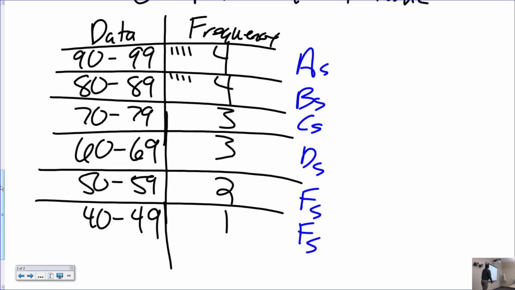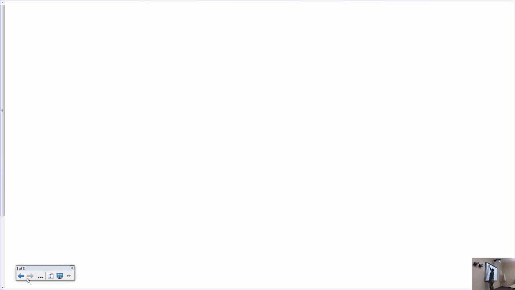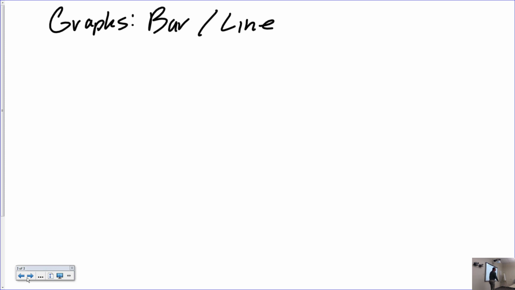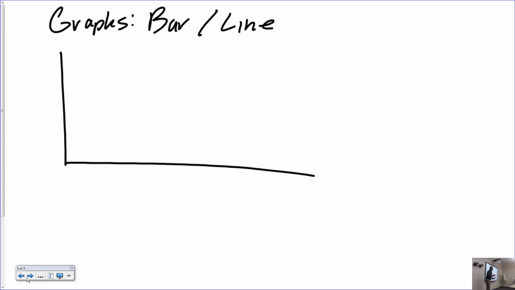All right, so folks, what types of graphs would you create for this data? Bar graphs, line graphs. Generally speaking, just so that you know, it's usually assumed that the frequency goes on the vertical axis, or the y-axis, and that the data goes on the x-axis. It doesn't have to.